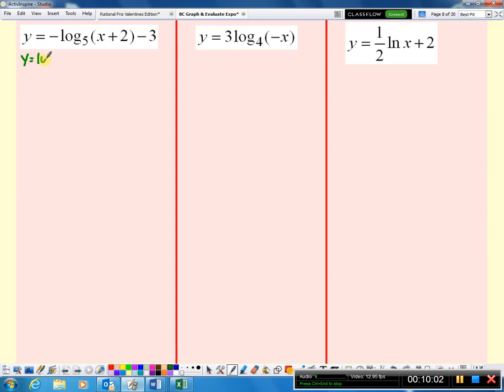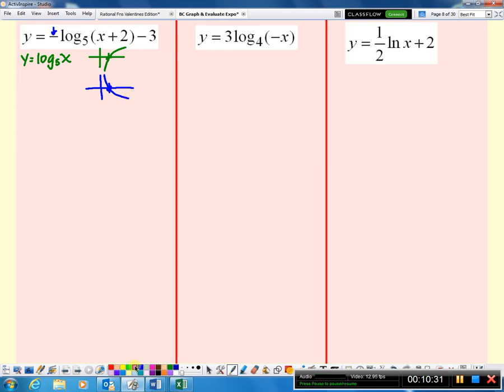My parent function is a logarithmic function as opposed to the exponential growth or exponential decay. I know the basic shape is a logarithmic shape. There's only one of those to know. The first thing I'm going to look at is the leading negative. That leading negative is a vertical reflection. So flip the graph upside down, or reflect the graph over the x-axis.